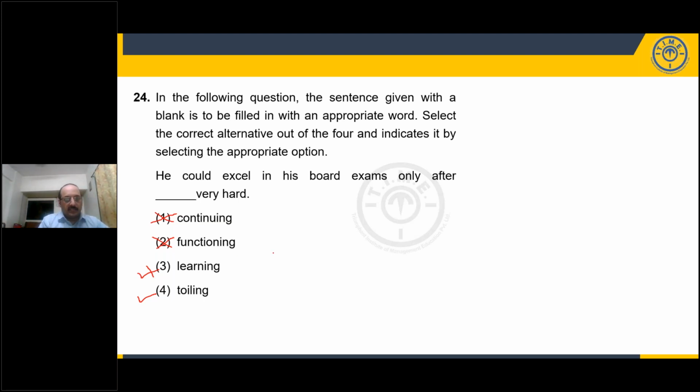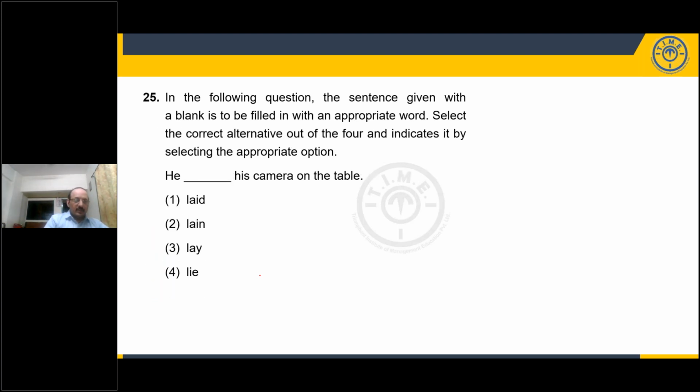So he could succeed in his board exams only after toiling very hard. He dash camera on the table. Now I have options like laid, lane, lay, and lie, which are very confusing options. So let's see. The subject and object are the same. So you're talking about lying down yourself.